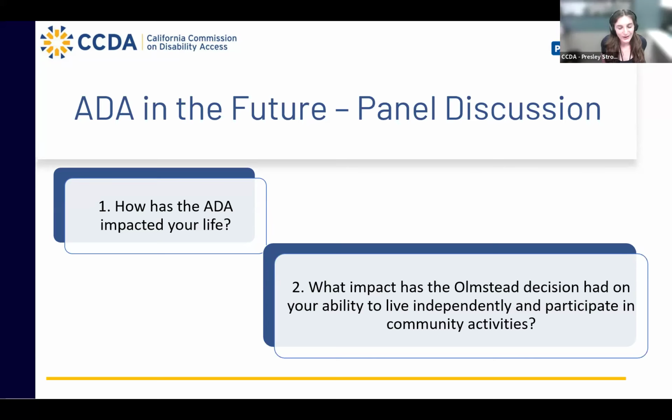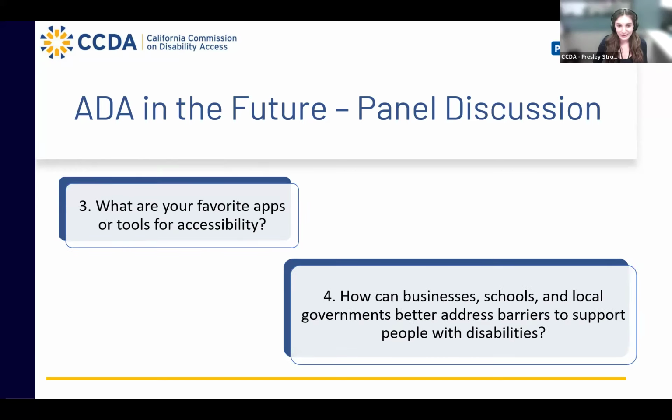Thank you for your answer. We will be going on to question number 3 for our panel. What are your favorite apps or tools for accessibility?